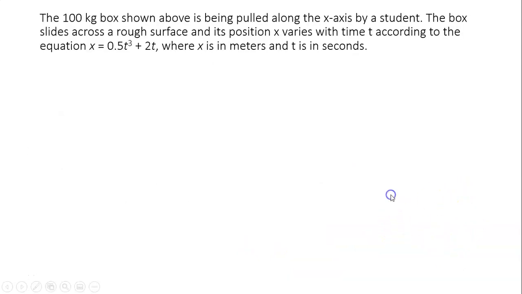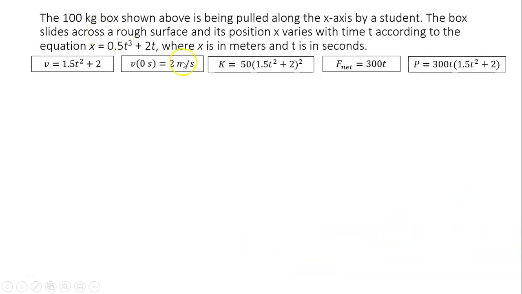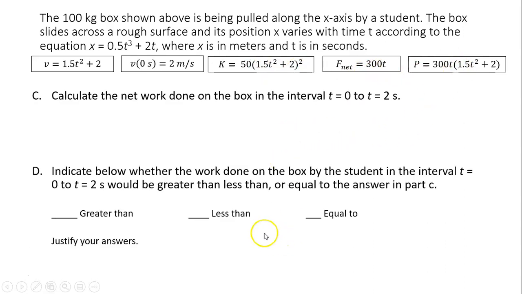Okay, now let's continue with this question. So for this question, we already figured out the velocity as a function of time, initial velocity, kinetic energy as a function of time, net force as a function of time, and the power as a function of time.